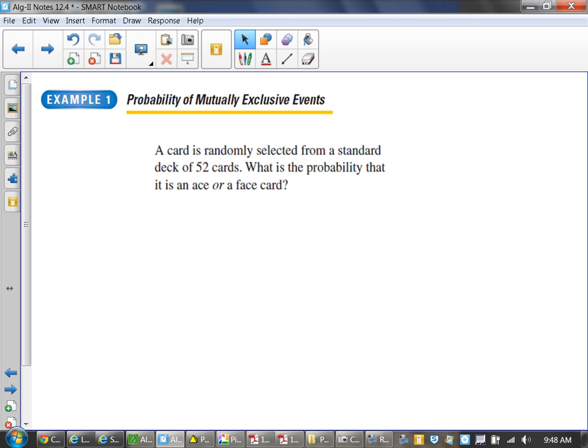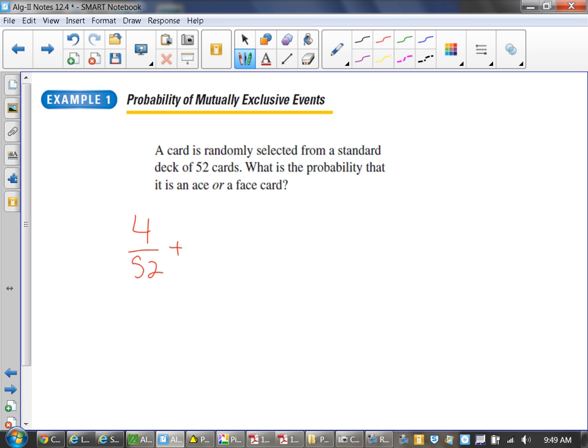Is this mutually exclusive or is there an overlap? It's mutually exclusive, okay? Well, it says right there. How many aces are there? 4. How many other face cards are there? 3 face cards times 4, you get 12. So the probability that you're going to get an ace or a face card would be 16 out of 52. 4 over 13.